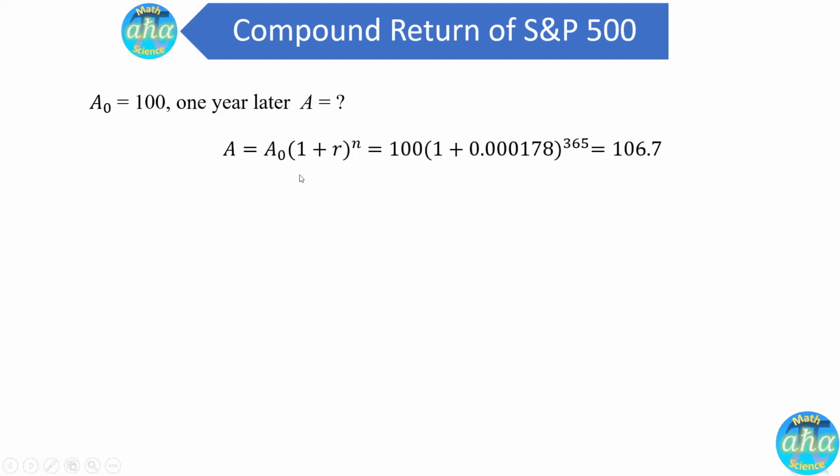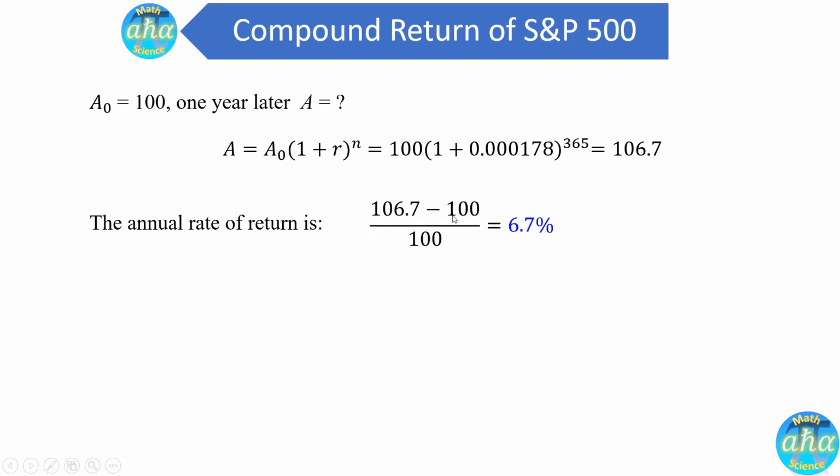The compounding formula is A equals A0 times 1 plus R to the nth power. The initial investment is 100. We just figured out the daily rate of return is 0.000178, and we raise it to the power 365. Why? Because you have 365 days, and remember that the daily rate of return works even on weekends and holidays. So this is what we get. The value of the investment is now 106.7 at the end of the year. So our annual rate of return is the final value minus the initial value, divided by 100, which is 6.7%.